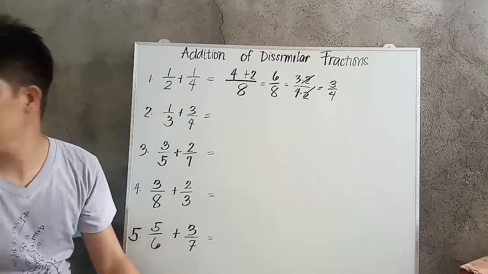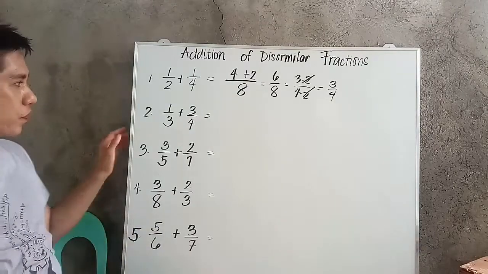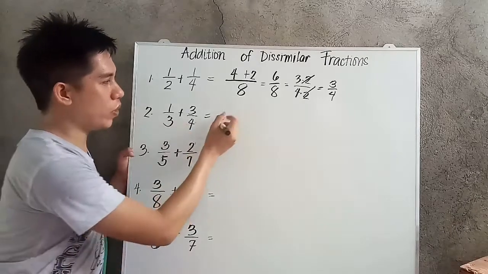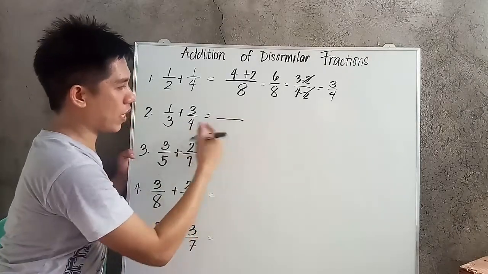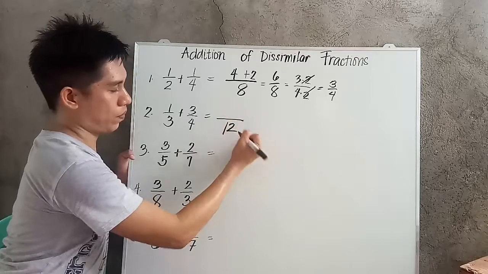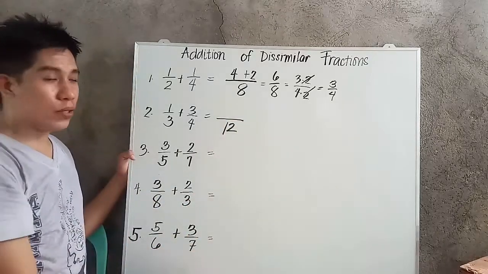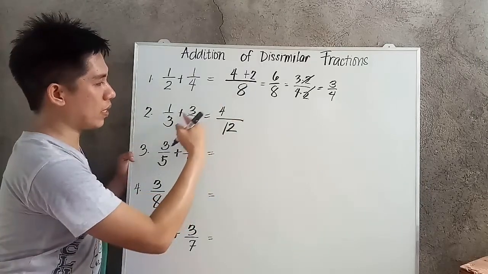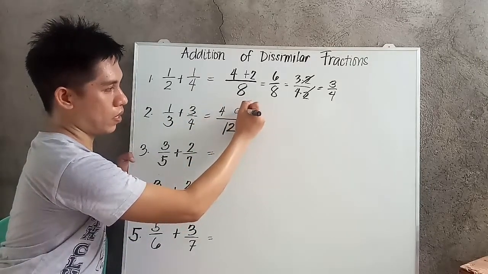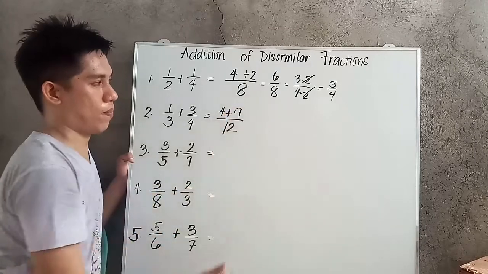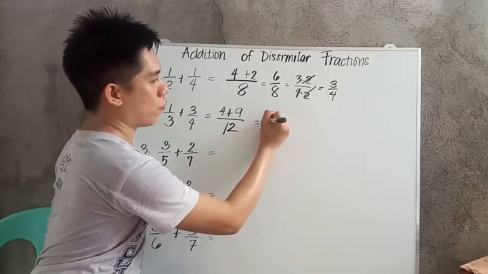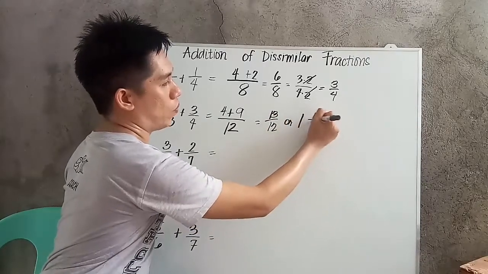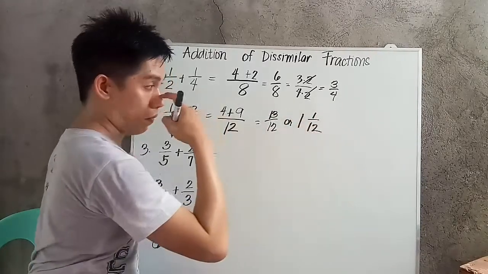Another example, number 2. 1/3 and 3/4. Again, we first multiply the denominators, 3 times 4. Then we cross multiply 1 times 4, and 3 times 3. Then get the sum. That is equal to 13 over 12, or 1 and 1 over 12. That is the result.